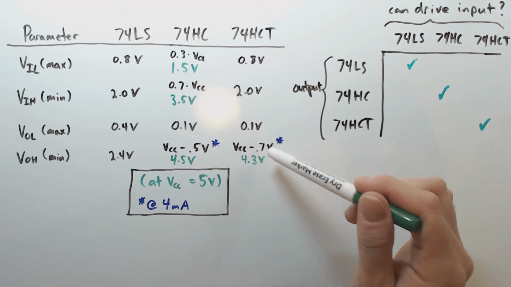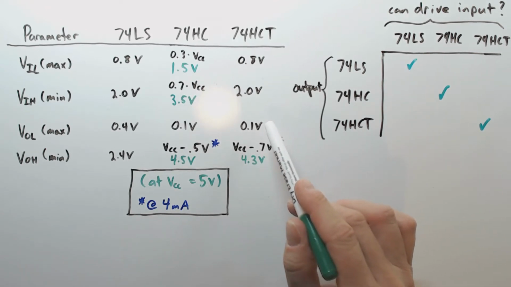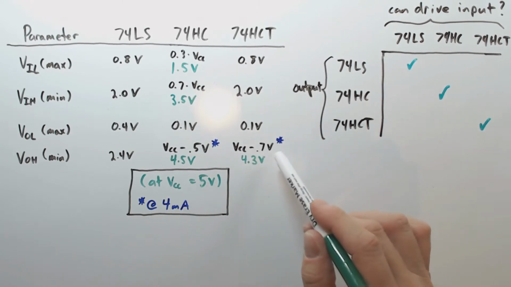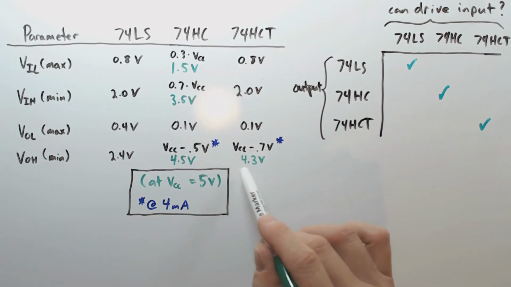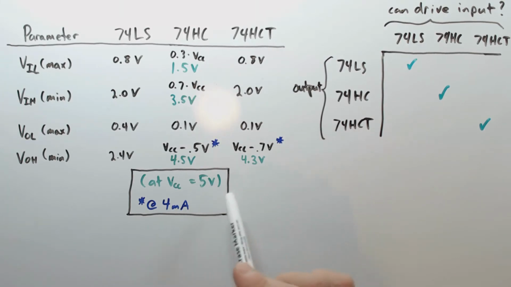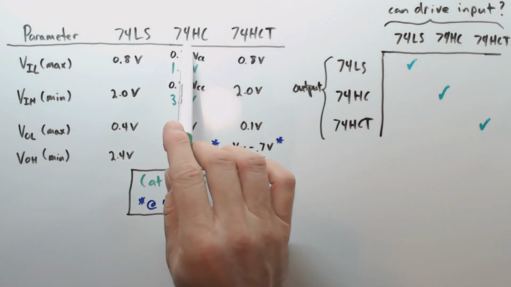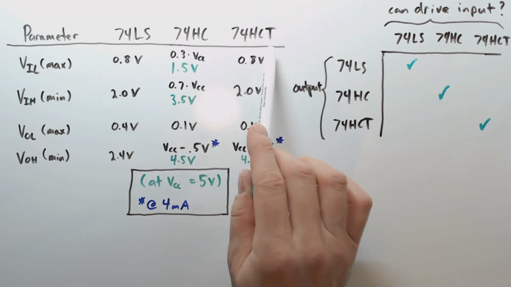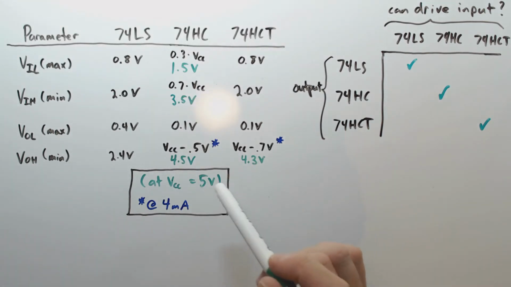What exact values you get here kind of depends on which data sheet you read, but it's going to be similar. Maximum lows are going to be 0.1 volts, let's say. Minimum highs are going to be, let's say, 0.7 less than the positive supply voltage. So that would mean we would be guaranteed to get at least 4.3 volt highs at a 5 volt positive supply voltage. And what that means is either 74LS or 74HC can drive the inputs of 74HCT, and the outputs of 74HCT can drive the inputs of both 74LS and 74HC.